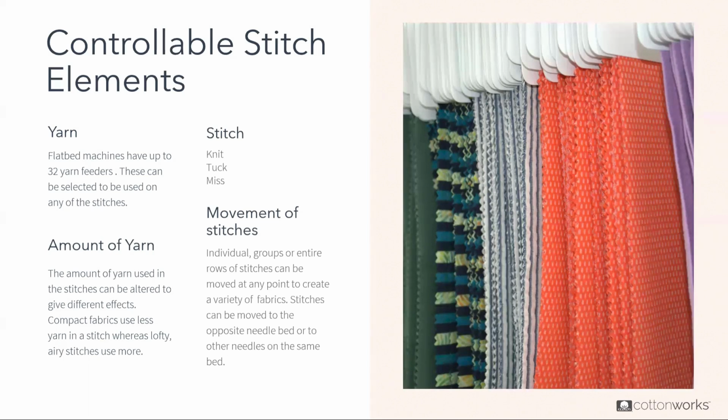The next thing that we've just been through is the stitch, so we can choose what happens with each of those stitches. And then finally, the movement of stitches. So stitches can transfer from the back bed to the front bed or vice versa. They can also move to the adjacent needles, which causes a pointelle hole. We can also move the stitches at the edge of the knitting to change the shape of the swatch.